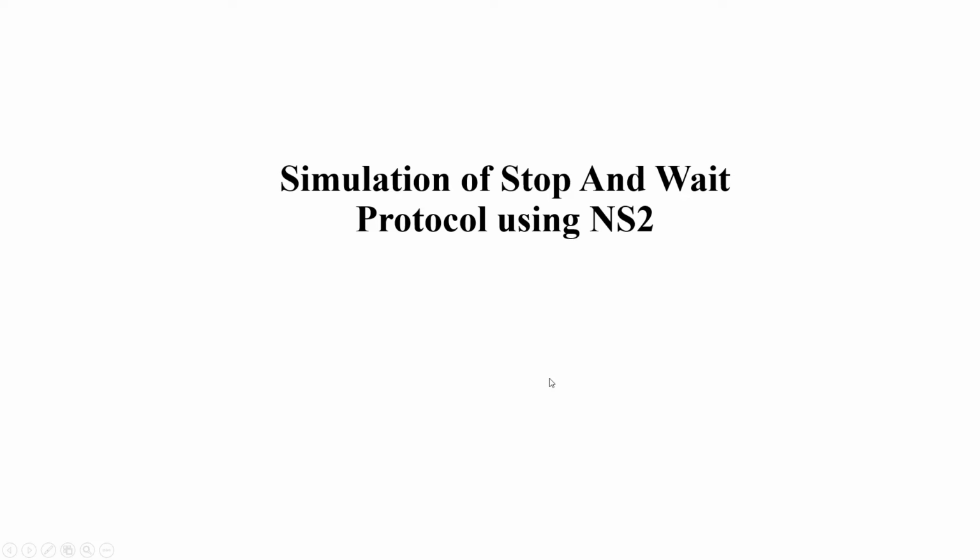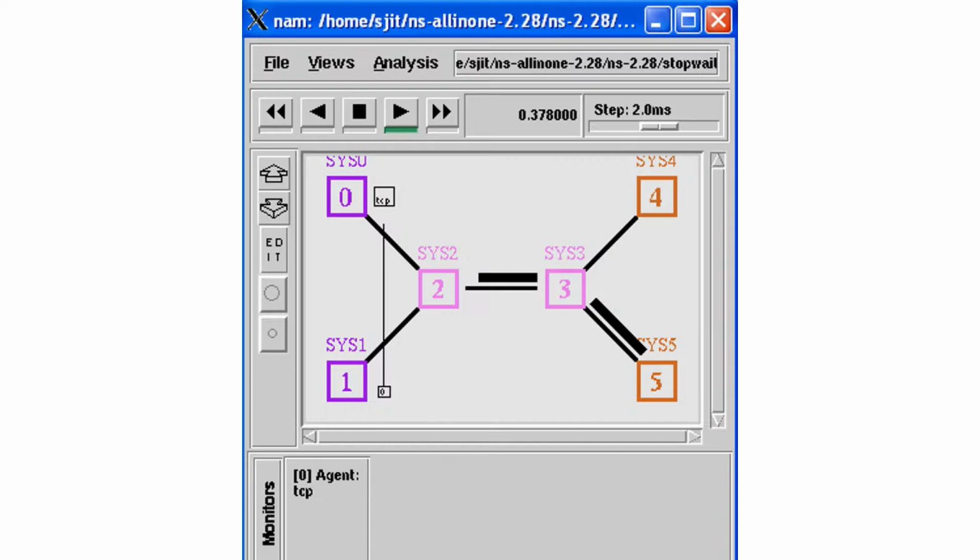Okay, fine. So the agenda is the stop and wait protocol. We will see how to write an NS2 code for the simulation of the stop and wait protocol. Let me just go to the program. So this is the agenda.